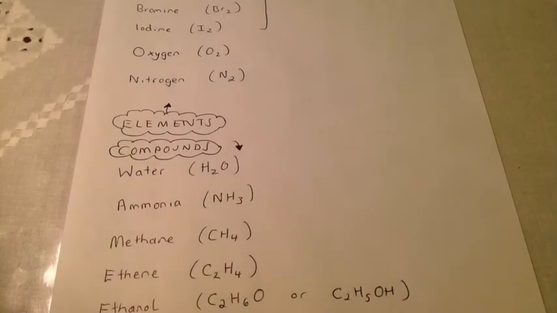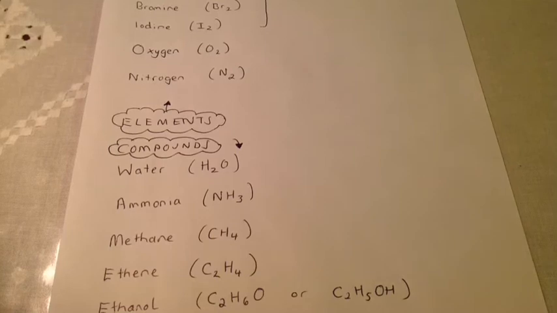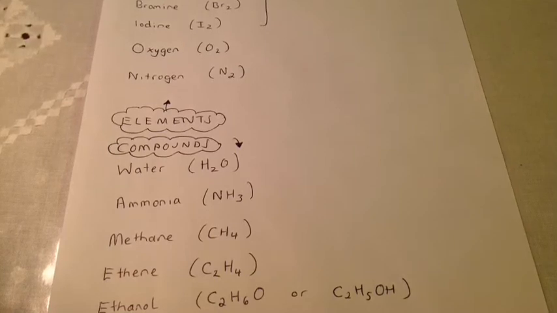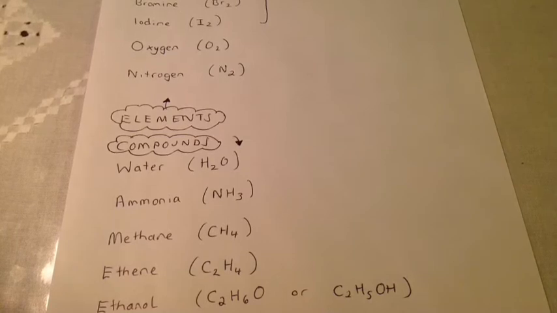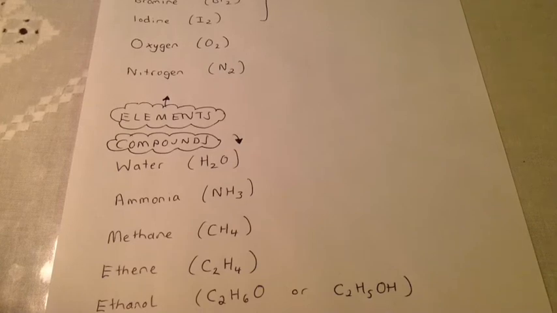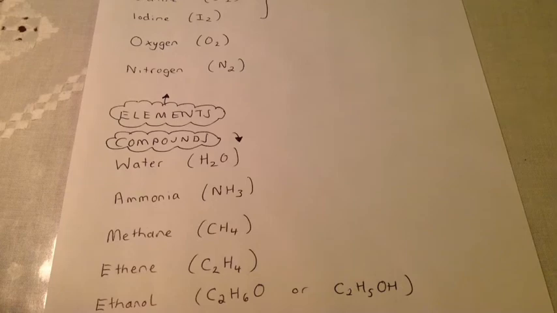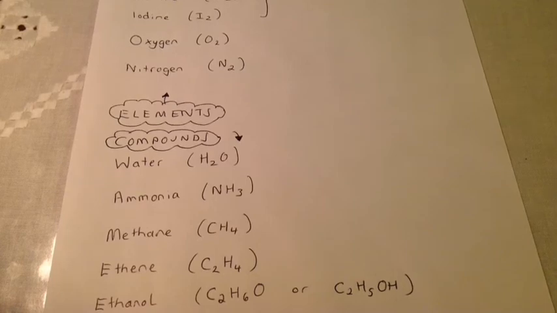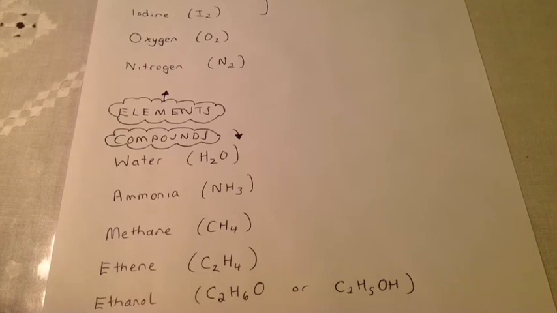Here are some examples of some compounds that are made from molecules. We've got water with the formula H2O, ammonia NH3, methane CH4, ethene C2H4, and ethanol, commonly known as alcohol, C2H6O, or it may be written as C2H5OH.